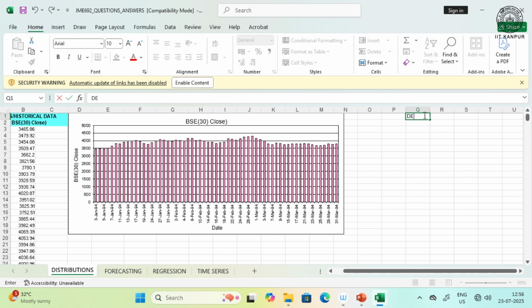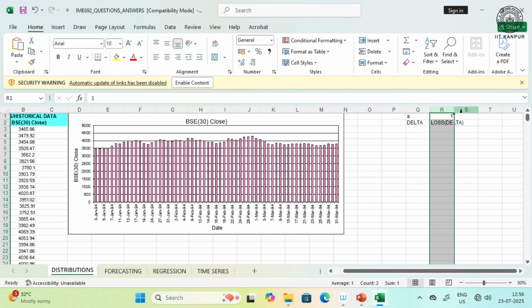First is the value of A. I will put the value of A, say for example, as plus 1.0 for the time being, and I will change it accordingly. This is the delta value, and this is the loss based on delta. Delta is the difference between theta and theta hat. So, I will basically do it here.